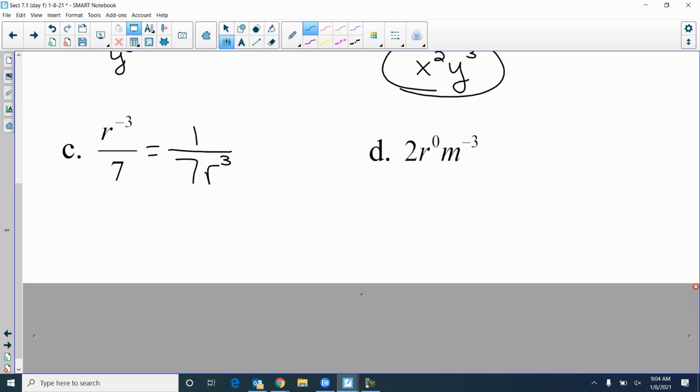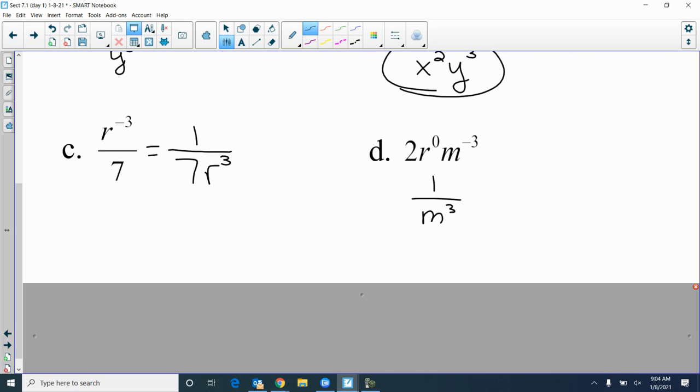Well, the R to the 0 automatically just becomes a what? A 1. Okay, a big old 1. And as long as it's multiplied by something, you really don't need to write it, but you can. All right, let me see what you think. Jordan? 1 over m to the third. Okay, 1 over m to the third.